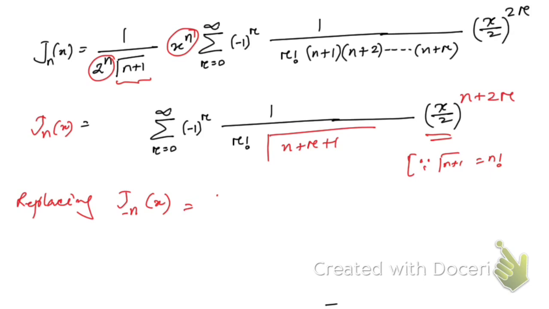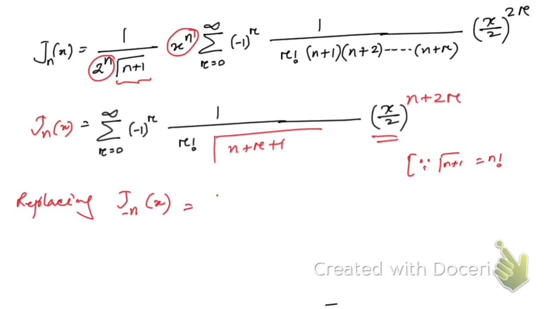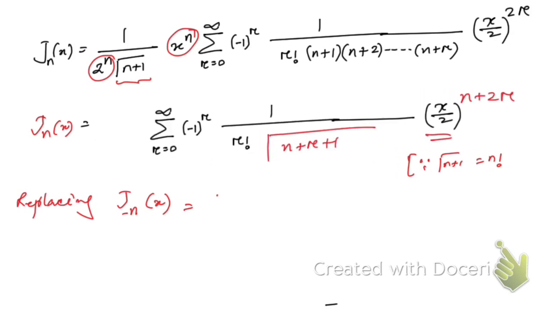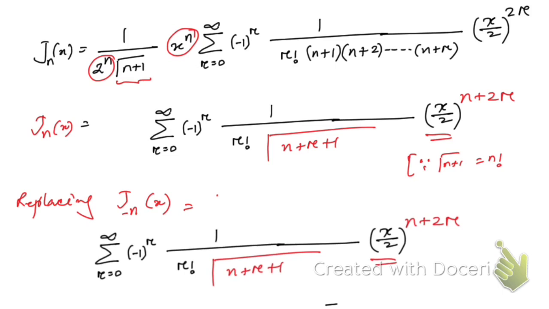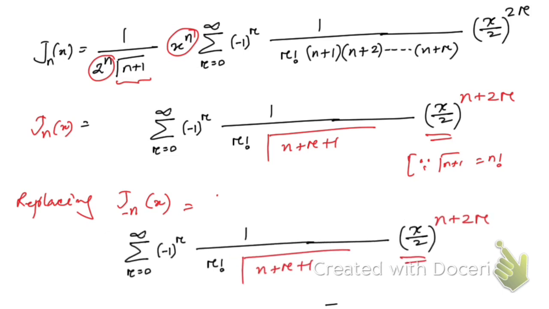So now if you replace the n by minus n, then the same function can be written this way. Just give me a second. Sorry. So we can write it this way in terms of minus n. Here replace this n by minus n, let me write minus n. So that's what we will get, that is J minus n of x is equal to this, right?